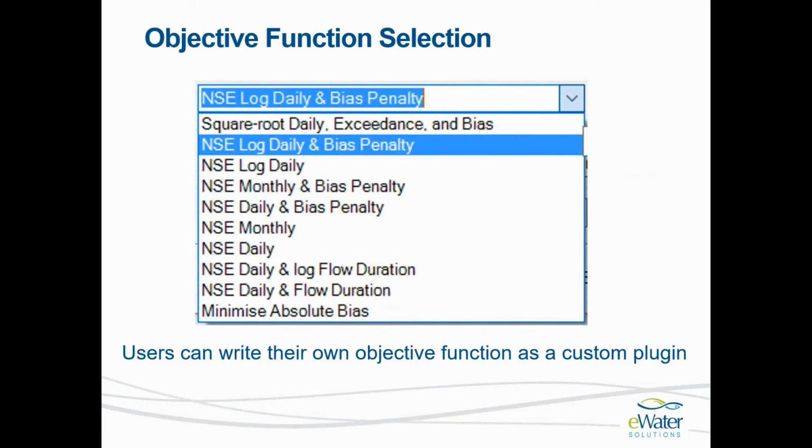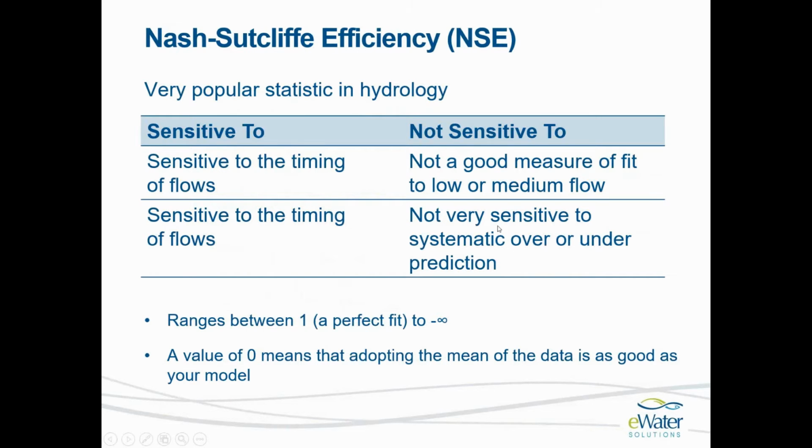Source provides a range of objective functions for the user to choose from, and these are available in a drop-down list. I'm not going to talk about all of these today, but you can see that most of them are various combinations of NSE, which is Nash-Sutcliffe efficiency, bias penalty, and flow duration. I'm going to talk about those 3 objective functions in a little bit more detail. I'm not going to go into the equations, they're available in our documentation, but just about how you might use them and where you might use them.